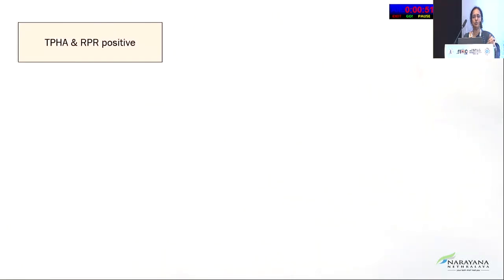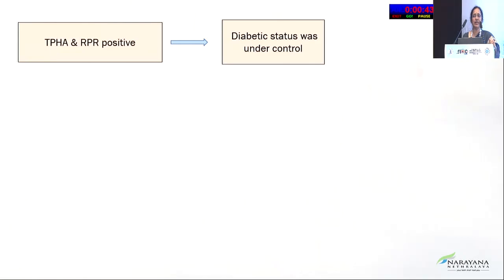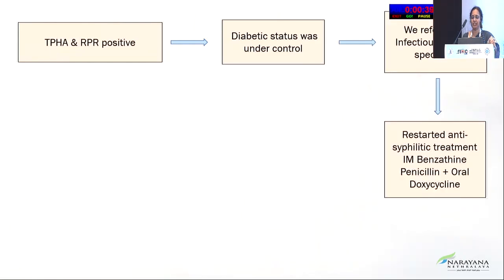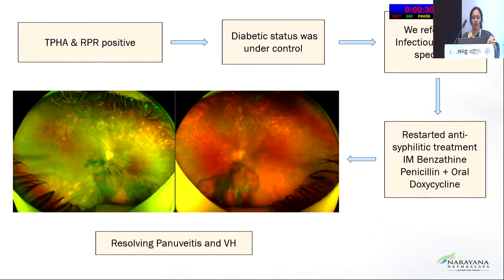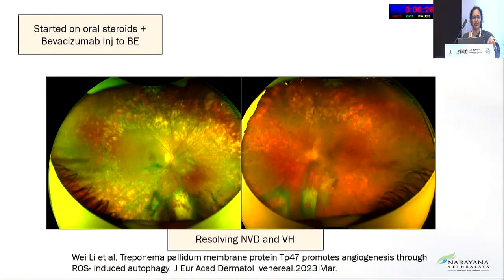Investigated both specific and non-specific, that is treponemal and non-treponemal tests, both TPHA and RPR were positive. Diabetic status was under control. We referred the patient to the infectious disease specialist, who restarted the patient on antisyphilitic treatment. Patient also received doxycycline, and you could see the resolving panuveitis with vitreous hemorrhage in this patient.